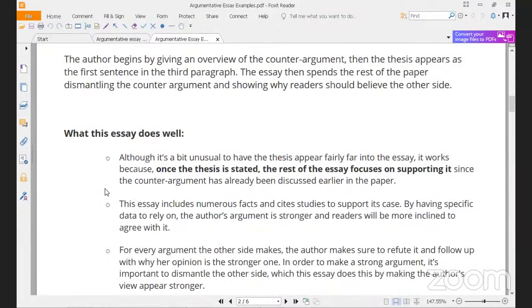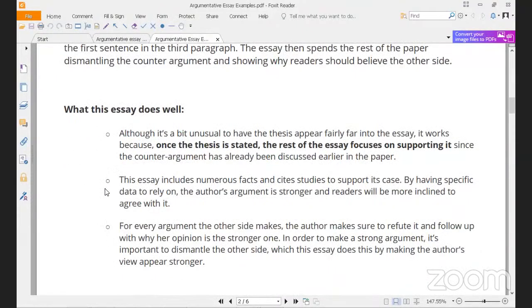And what this essay does well, and we have 3 points. Now, pay close attention to this, guys, because this is our next assignment right after we finish this, okay? Let's go to the first bullet. Rodrigo, can you help me with the first bullet? Can you read it?